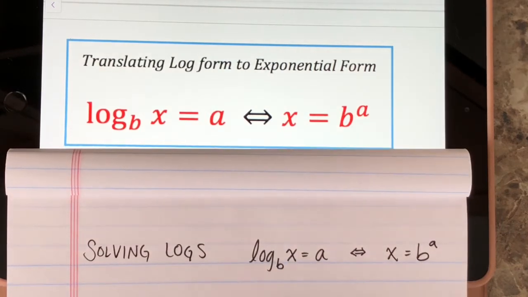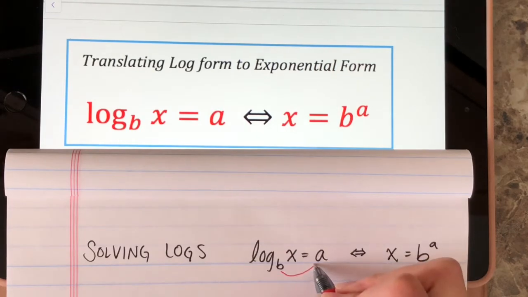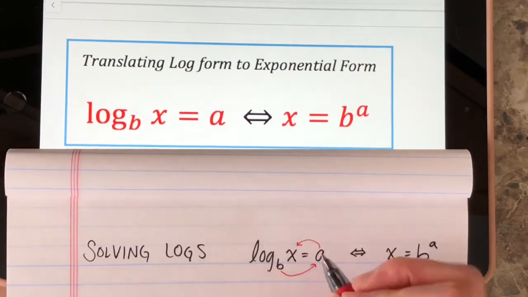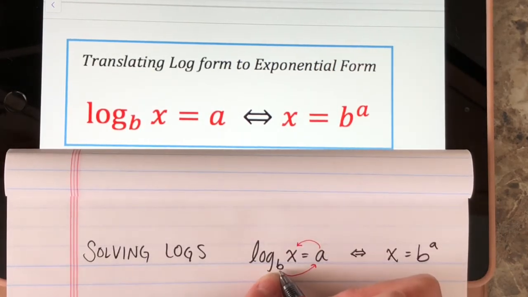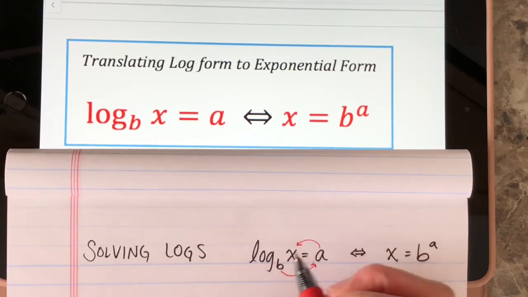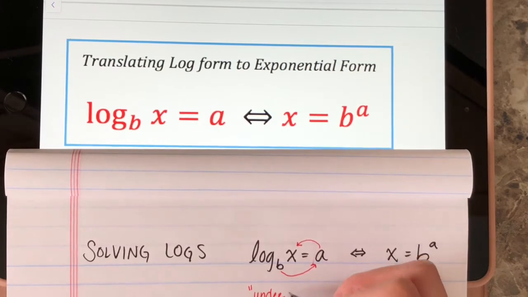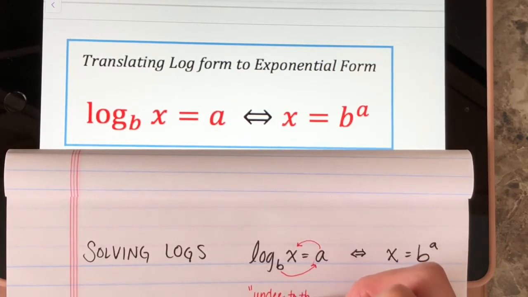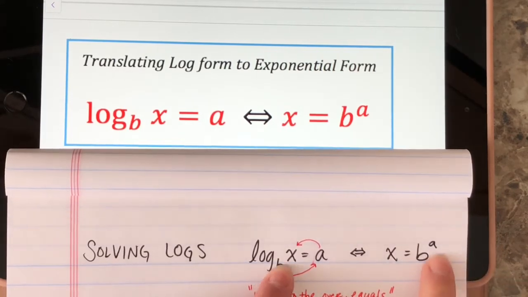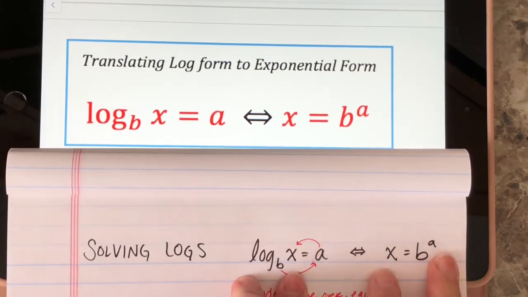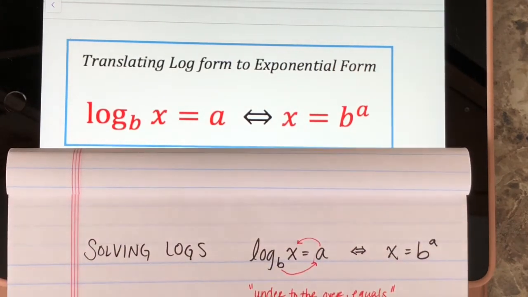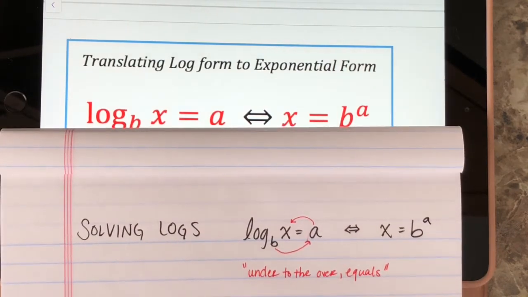The way that I remember this is I think "under to the over equals." Under meaning the base, to the over equals. That's the little idiom that I use, or whatever you want to call it. Under to the over equals. And that's how you can remember how to move back and forth between those two items.